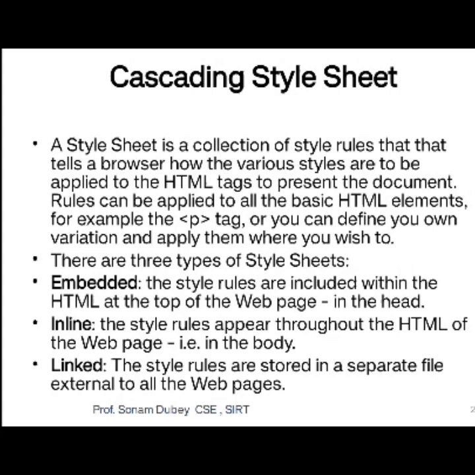Now, in the category of types, there are basically three types of CSS. The first one is embedded CSS, then inline CSS, and linked CSS. Embedded CSS is nothing but style rules applied within the HTML at the top of the web pages. In inline CSS, the style rules appear throughout the HTML web pages; we can apply them all over the HTML web page in the body part. And the last one is linked CSS. In linked CSS, we write the code inside CSS files and link them to the web pages.